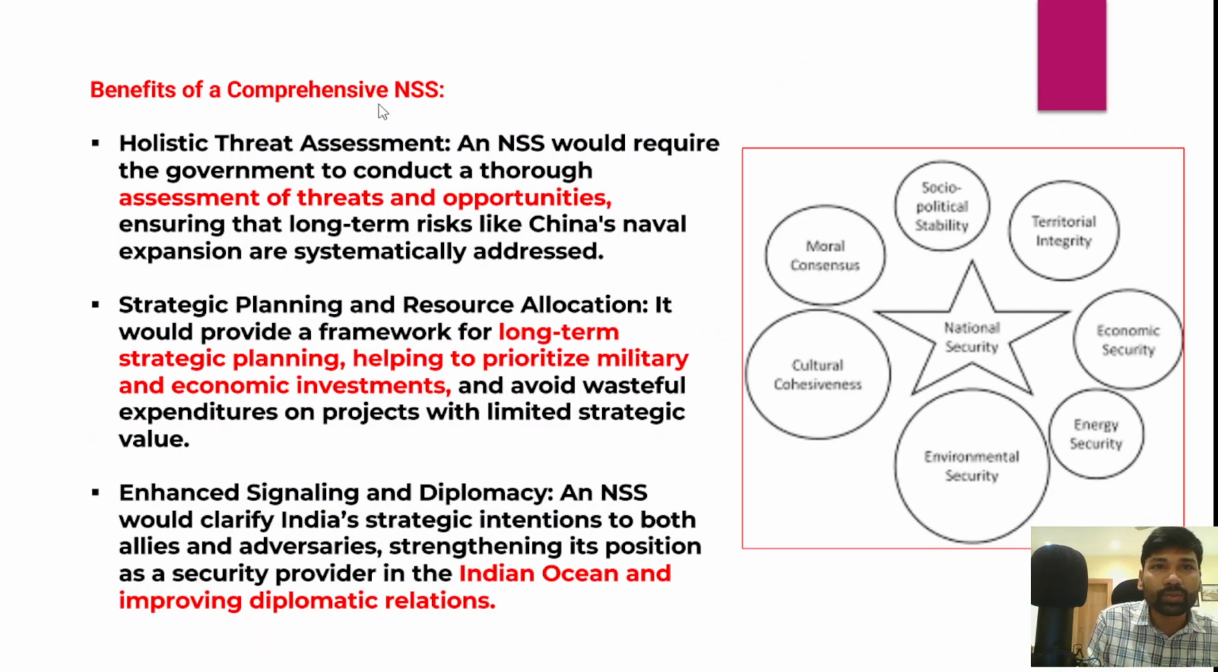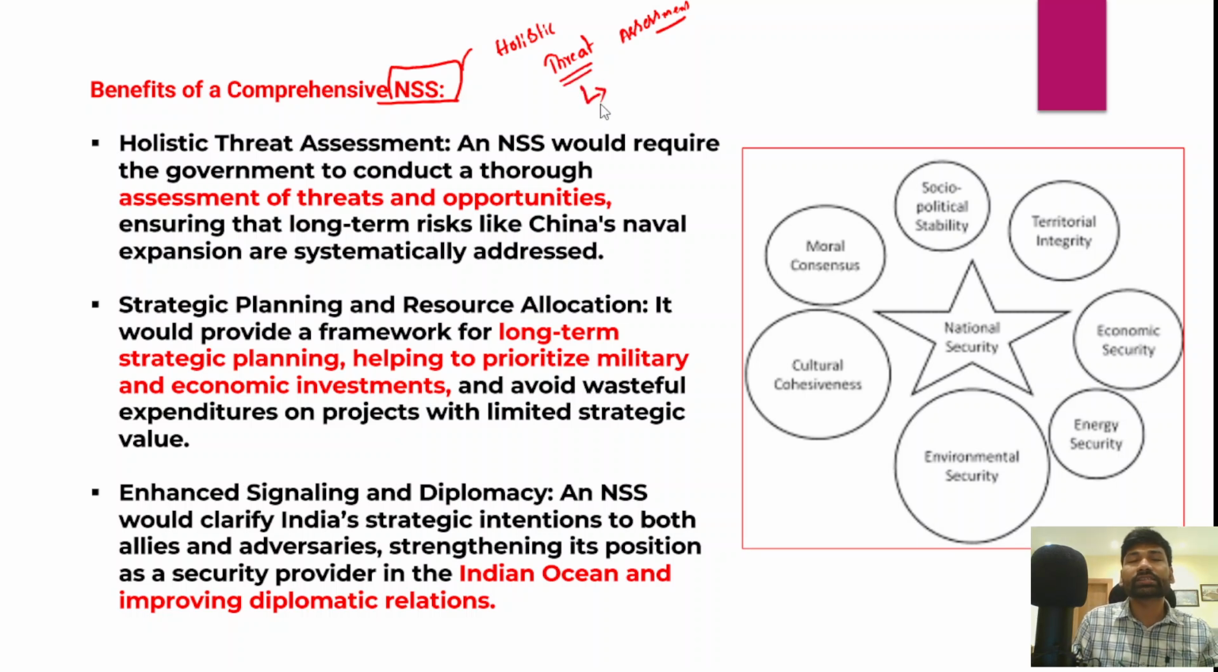Now, what are the benefits of a comprehensive national security strategy? Imagine that we have framed a comprehensive national security strategy. How is it going to benefit India? That is what we need to understand. Whenever we frame such a national security strategy, it actually helps us in holistic threat assessment. No doubt every country faces threats, right? But even though countries have been facing threats, the essence of the sustenance and survival of those countries rests on how much capability they have in dealing with those threats, how they dealt with them, and how they overcome the challenges posed by such threats.